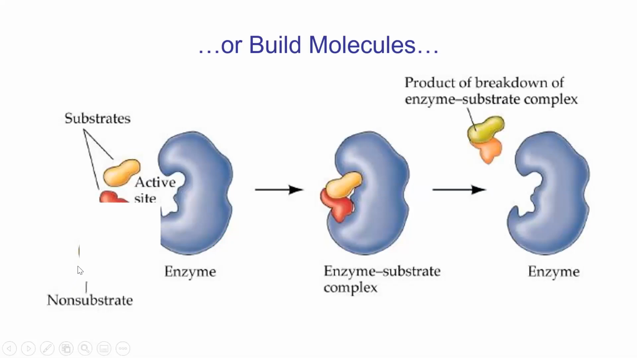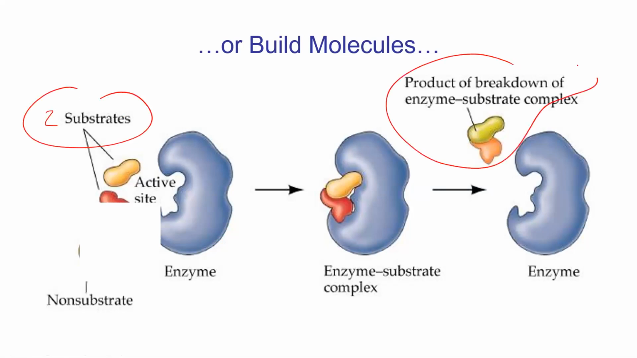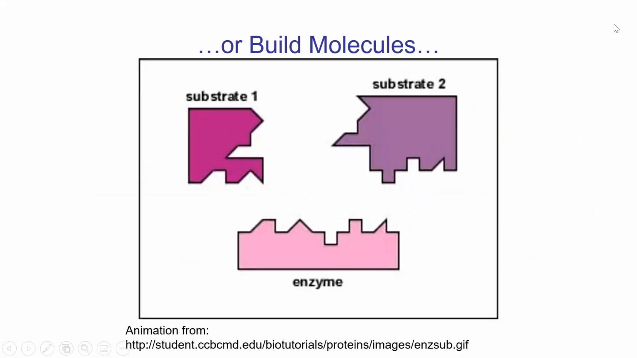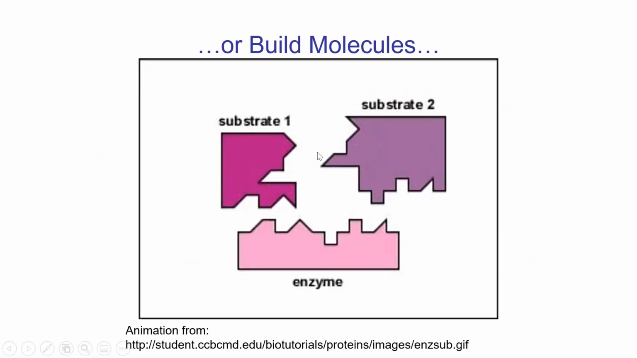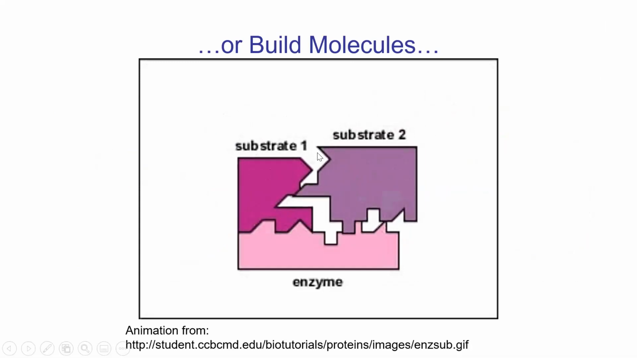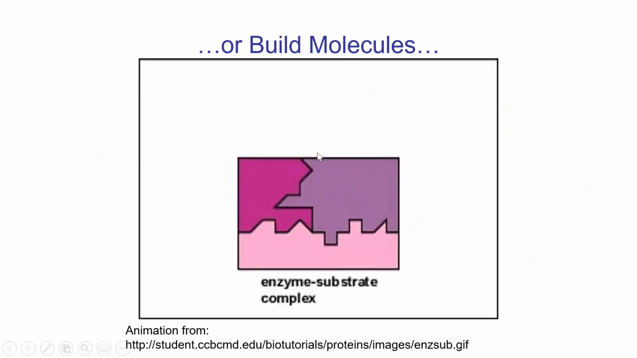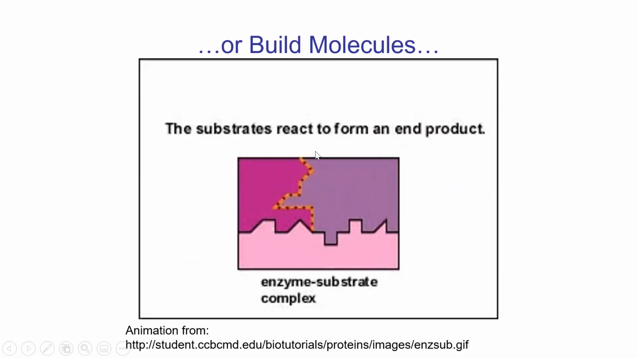It can do the opposite. It can build things. I don't know what happened to that image. There's a big white blob on it. You can see this has two substrates and it has one product. So a huge variety of things that enzymes can do. Here's a little animation, and you can see there are two substrates going in, and you're going to see one product coming out.